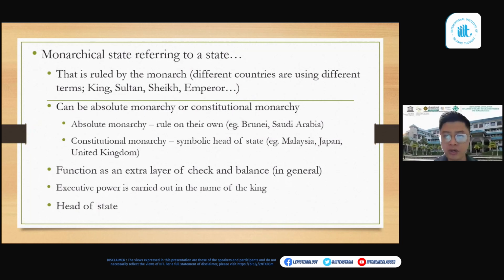All right. But when we talk about it theoretically, the role of the monarch in a constitutional monarchy should be symbolic, should be a ceremonial figure. All right.